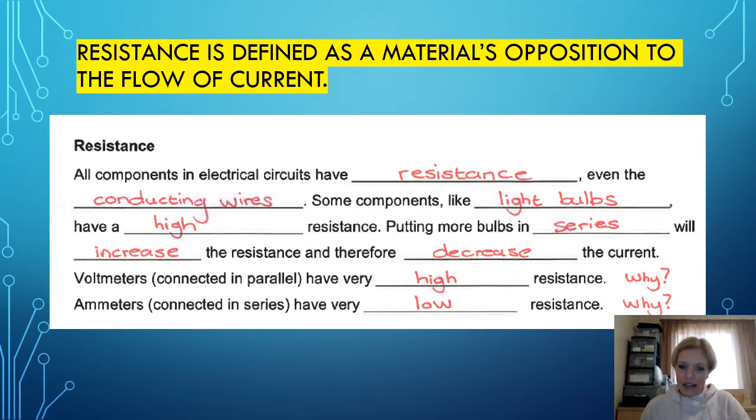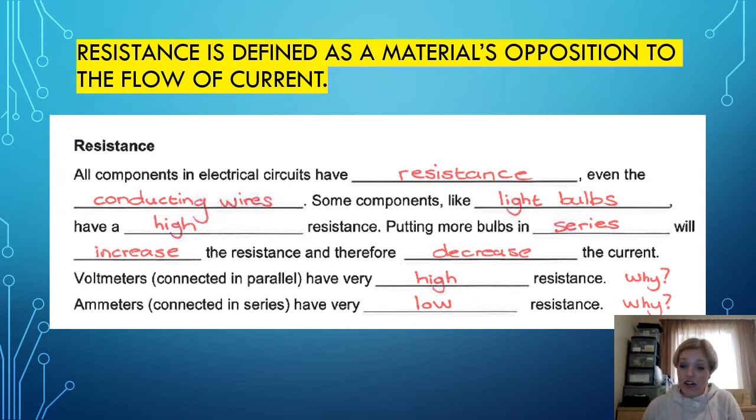Voltmeters, which are always connected in parallel, guys, have very high resistance. Why do they have a high resistance? Because we are measuring the potential difference between 2 points. We don't want to take up too much of the current. We don't want to impact the current and take up too much of the current into the voltmeter, so it has a high resistance. It stops the current from flowing into the voltmeter.